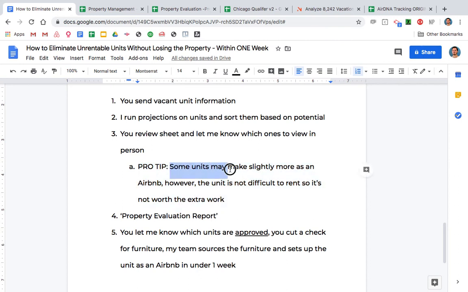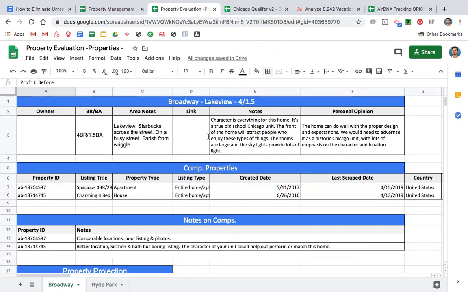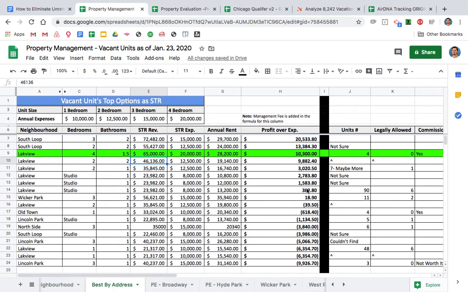Okay, so some units may make slightly more as an Airbnb. However, if the unit is not difficult to keep rented, it's not worth the extra work and money. What I mean by that, if I jump back real quick, you'll see these ones here that are all kind of in the 3,000, 2,000, 1,000. If these ones aren't difficult to rent or keep rented, or they don't really sit vacant too long and people tend to sign for like 2-3 years at a time, then it doesn't make sense to make an additional $383 than you would have received as the annual rent, because it's going to be more work, right? So it's got to be worth it. So sometimes it'll make more money, but it just doesn't make sense to do.